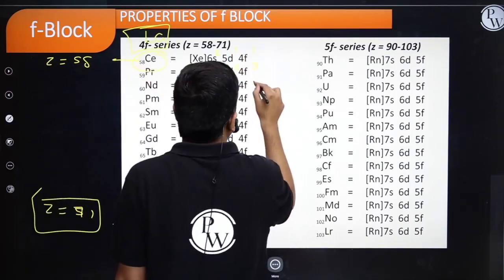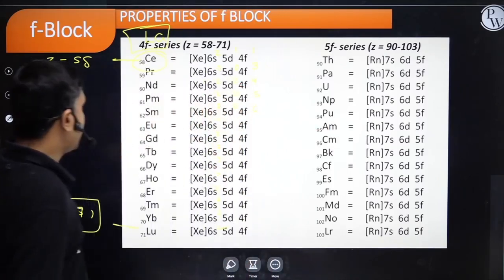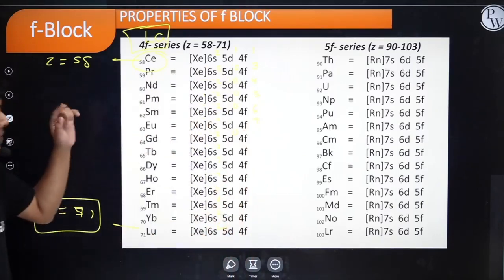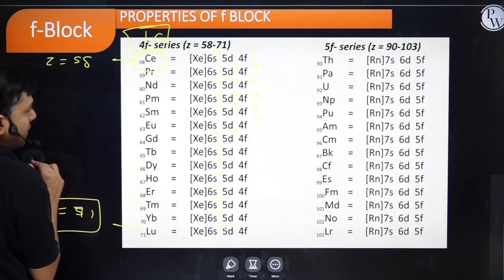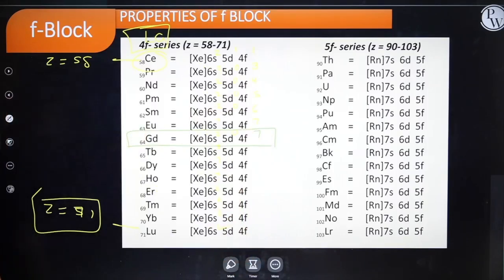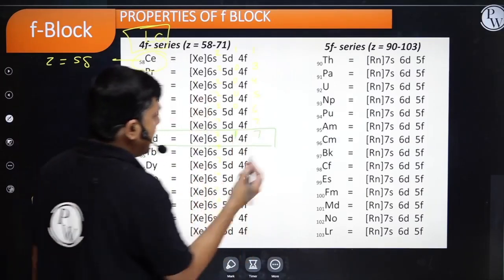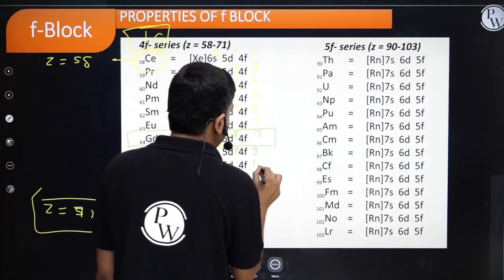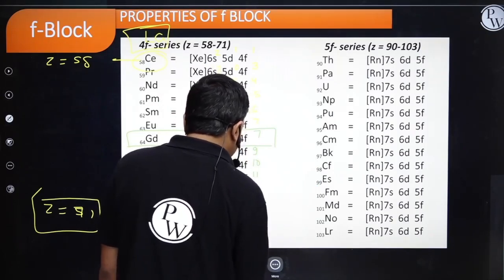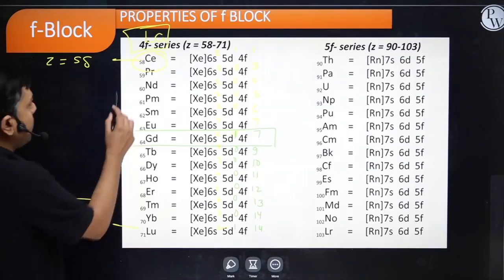Now, I will use F4, D0, F5, D0, F6, D0. Students, here I will use F7, D0 only. Now, once again, I'm not going to use F8 configuration. So what will I use instead? I will use F7, D1 here in gadolinium. Here I will have D1 and 6s2. Then once again I will have F9, D0. F10, D0. F11, D0. F12, D0, F13, D0, F14, D0, F14, D1.